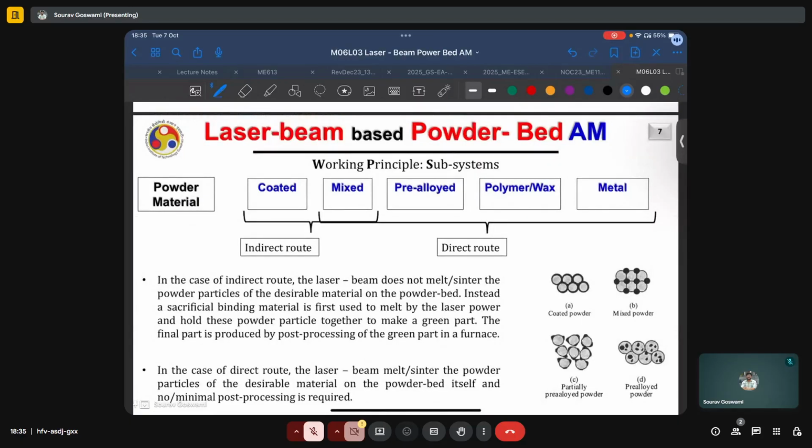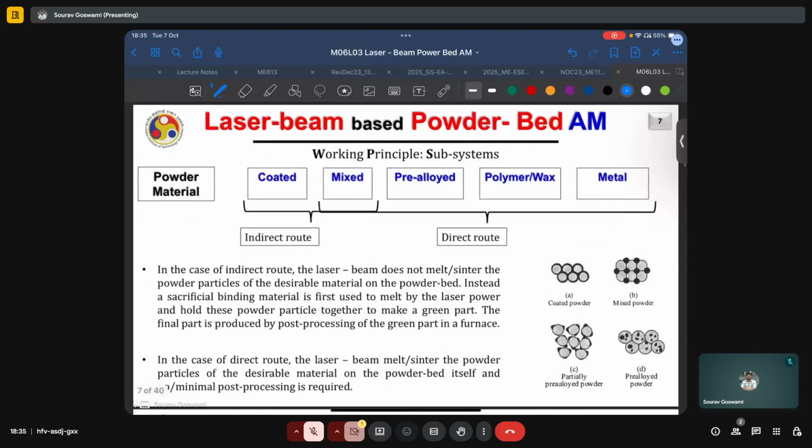Now, for this sintering process, the type of powder material may be coated, mixed, pre-alloyed, or it may be a polymer or wax powder or a metal powder. Depending on the type of powder used, the processes are classified as indirect or direct route of sintering. In indirect route, the laser beam does not melt or sinter the powder particle of the desirable material or the structural material. Rather, a sacrificial binding material is first melted by the laser power and holds these powder particles together to make a green part.